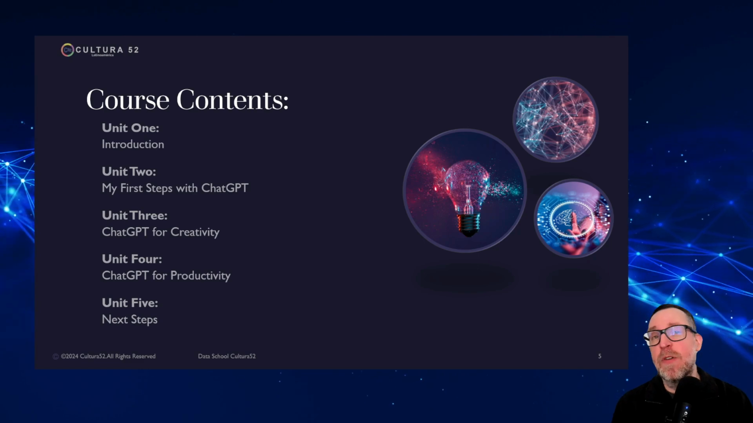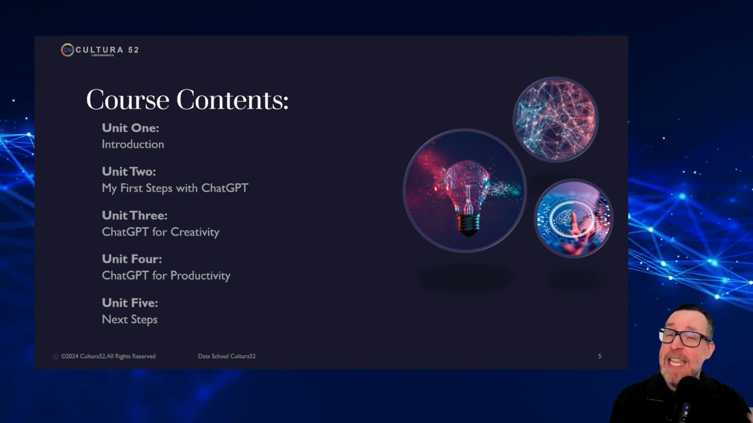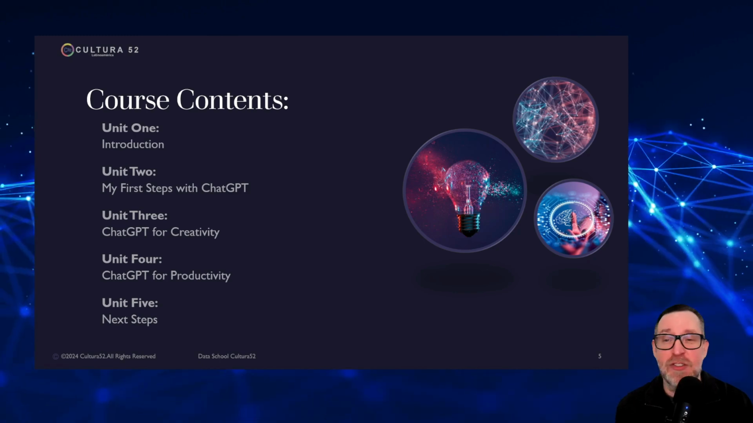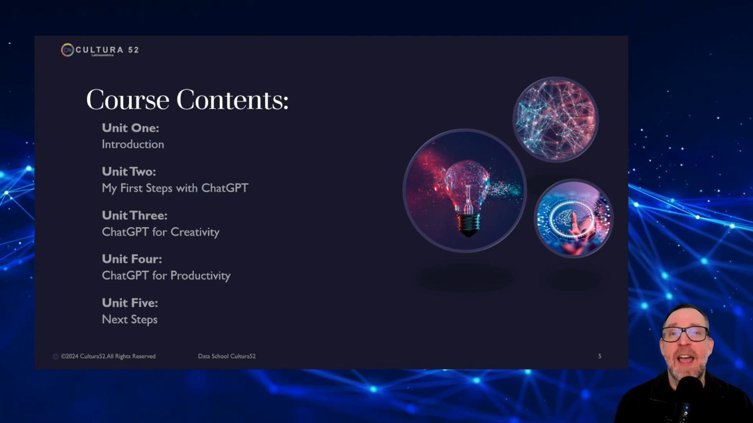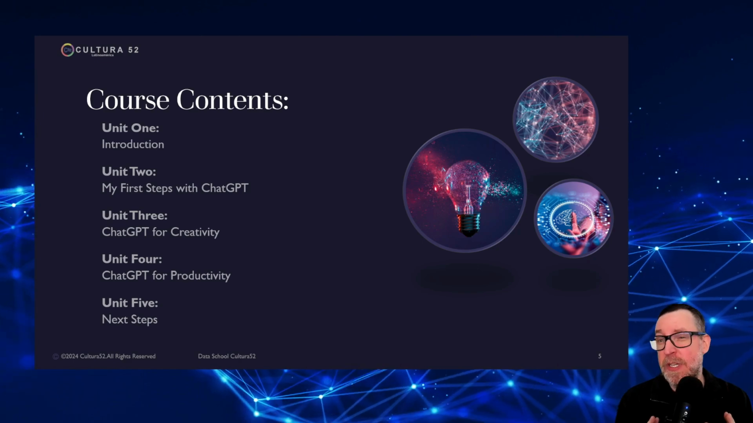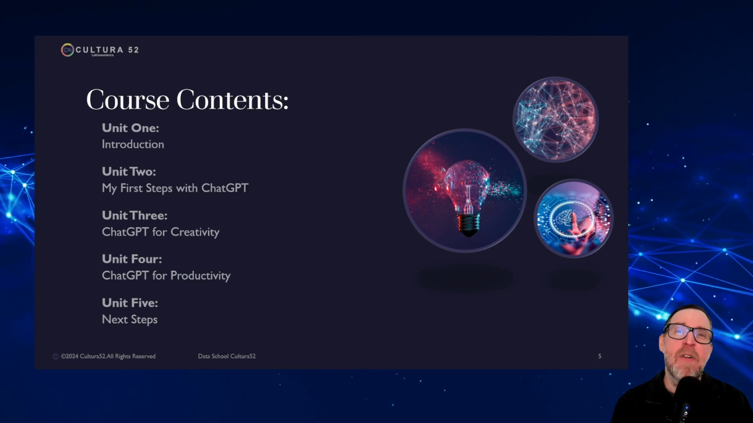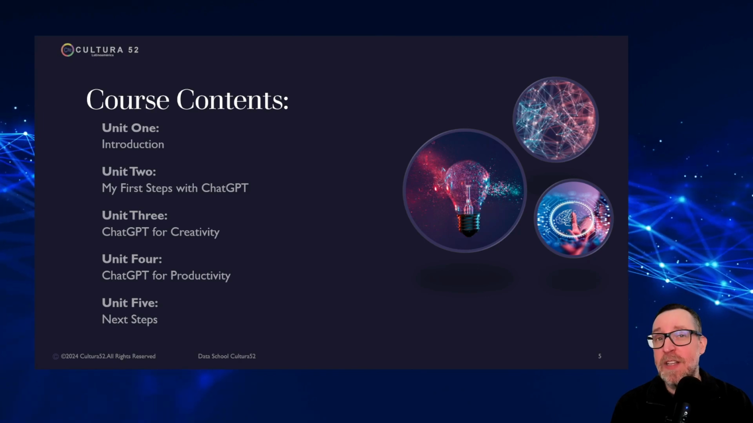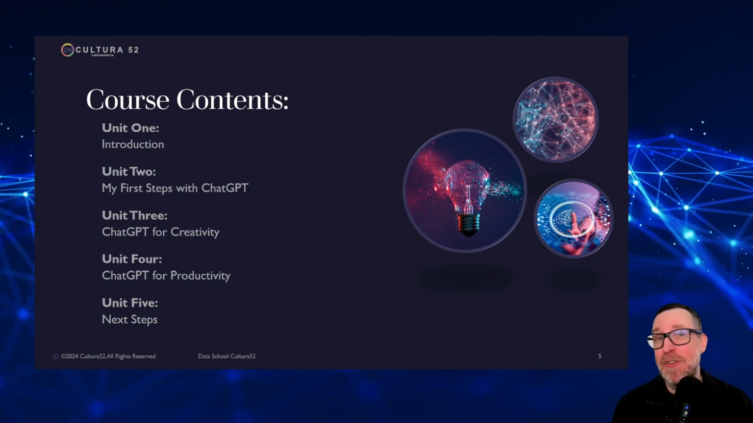In the fourth unit, we're going to talk about productivity. So everything from writing emails to getting a whole schedule for a vacation to helping us write posts for social media content. Everything that's going to help us improve our productivity is going to be in that unit 4. And finally, in unit 5, we're going to talk about the next steps. So what can you do with this knowledge and how can you stay in touch with us so that we can keep helping you improve your AI skills.